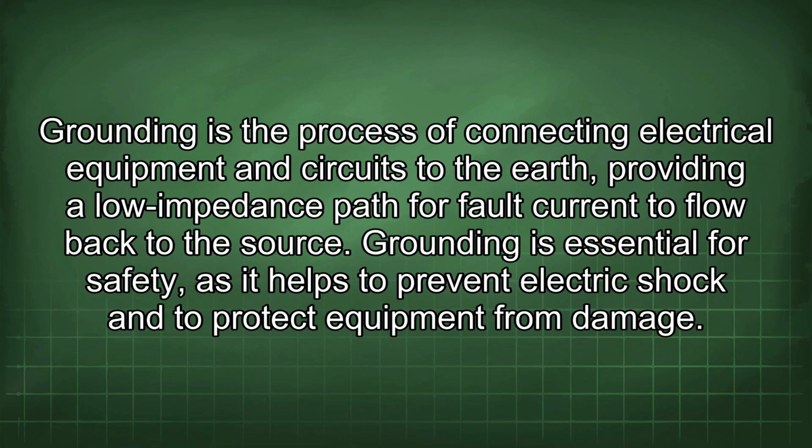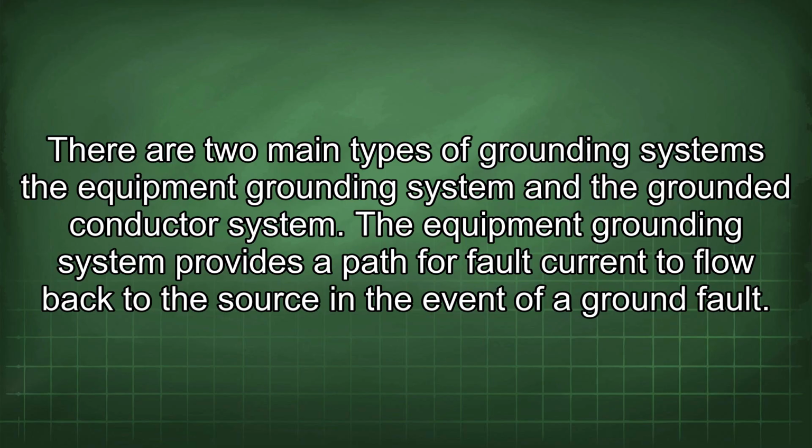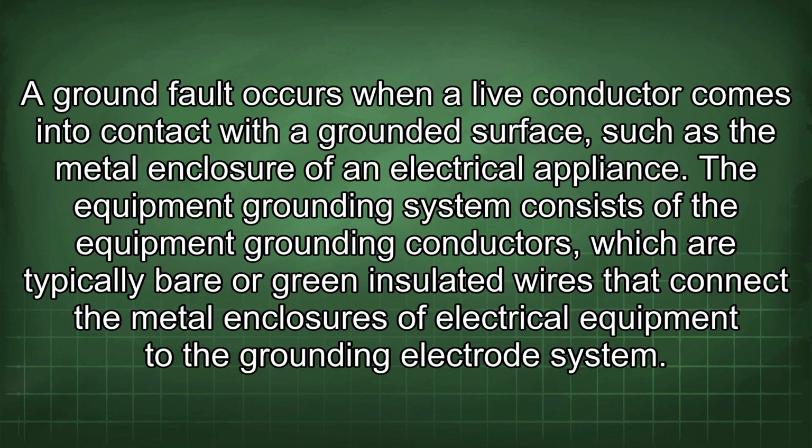Grounding is the process of connecting electrical equipment and circuits to the earth, providing a low impedance path for fault current to flow back to the source. Grounding is essential for safety, as it helps to prevent electric shock and to protect equipment from damage. There are two main types of grounding systems: the equipment grounding system and the grounded conductor system. The equipment grounding system provides a path for fault current to flow back to the source in the event of a ground fault. A ground fault occurs when a live conductor comes into contact with a grounded surface, such as the metal enclosure of an electrical appliance.